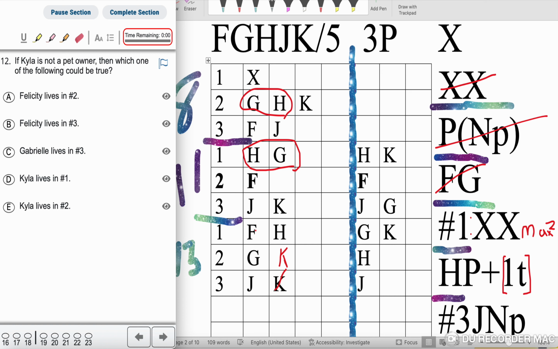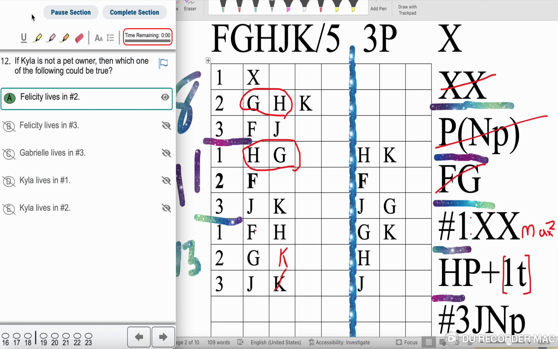Question 12: if K is not a pet owner, then which of the following could be true? In question 11, the first world, K is not a pet owner because K is in the apartment with J, who is not a pet owner. So let's use this world from question 11. We see that the first choice, F lives in 2, is correct. F lives in 3, which we don't see. G lives in 3, which we don't see. K lives in 1, which we don't see. K lives in 2, which we don't see. Process of elimination, and also with the correct answer visually seen. Remember that F is in 2 from question 11, which gives you choice A: F lives in number 2.